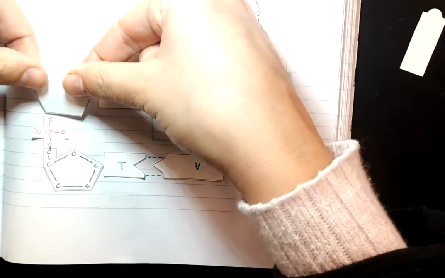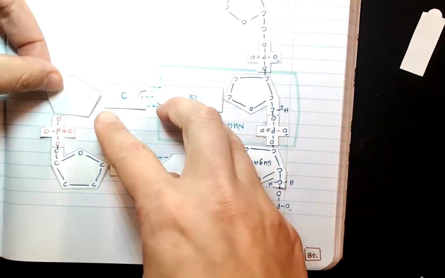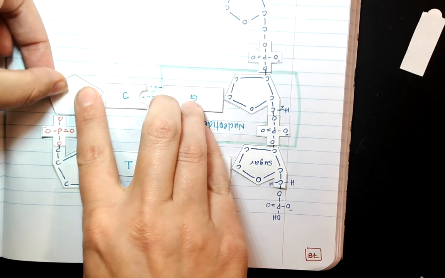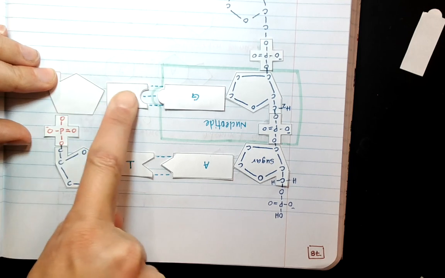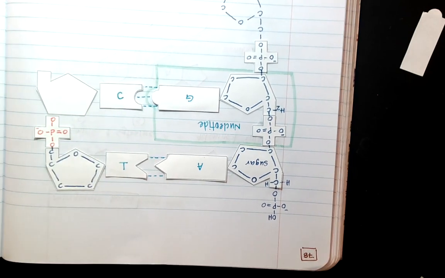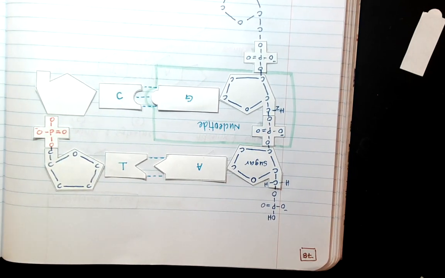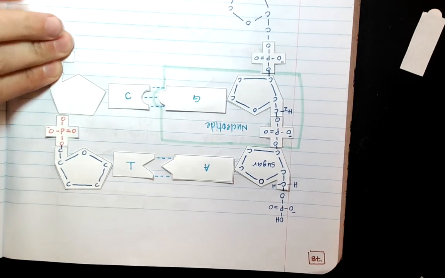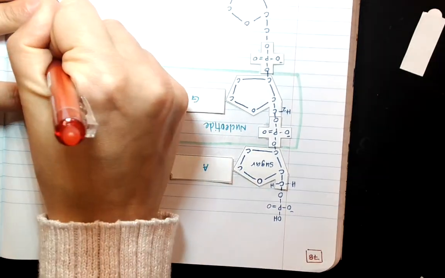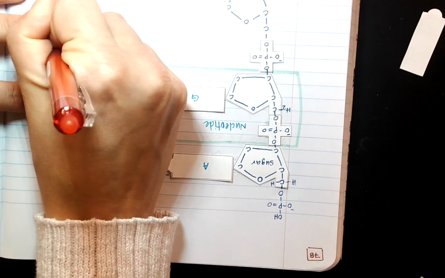Alright, so it should work where I can put my sugar and it should attach to the phosphate at the 3rd carbon, and it should attach to the nucleotide. And it wasn't attached to the nitrogenous base. It's not totally perfect, but it's close enough. And then I'm going to add my phosphate up here. And I'm going to go ahead and label everything.